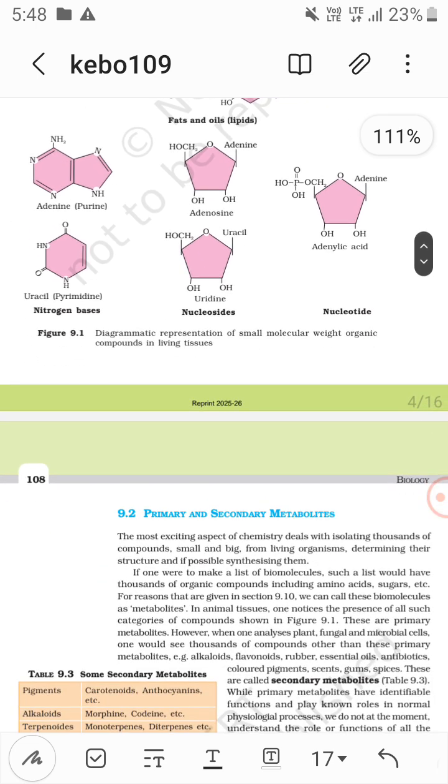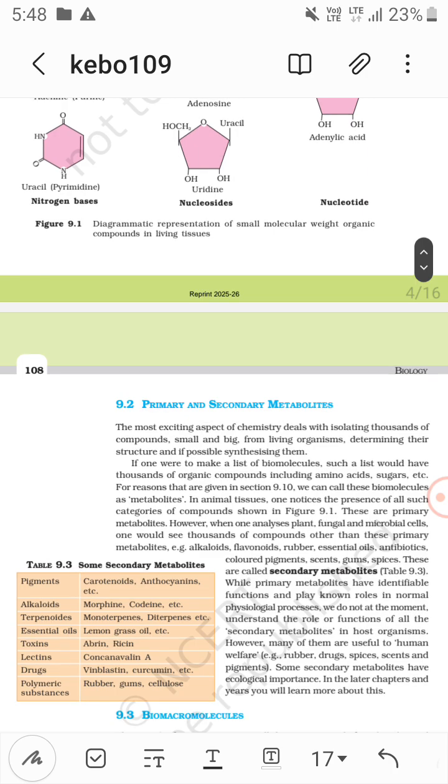And uracil, that is a pyrimidine, a nitrogenous base. And then nucleosides, and then nucleotides. So these are the small molecular weight organic compounds.